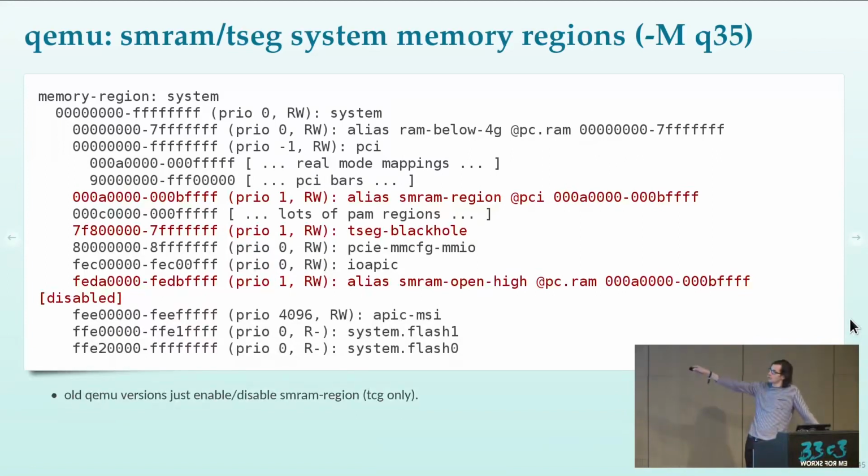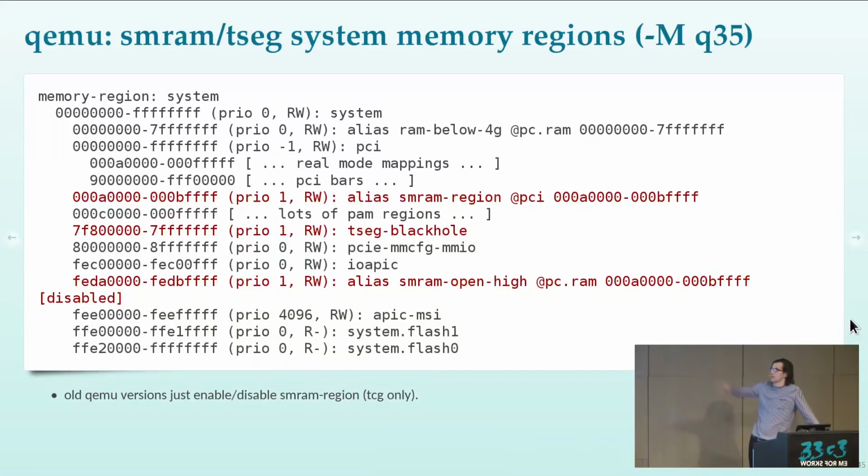What is new is this TSEG black hole. This overlaps the top of the RAM region, which is right here. It's the topmost piece of the memory, and it has a higher priority. So if your guest tries to access this address range, it will land at the black hole, and the black hole just discards any writes. And if you read from it, you will just get FFFF, nothing else. So that way we can hide the TSEG memory from the normal system view.